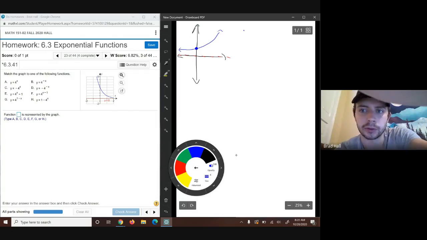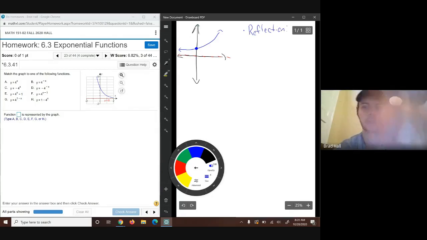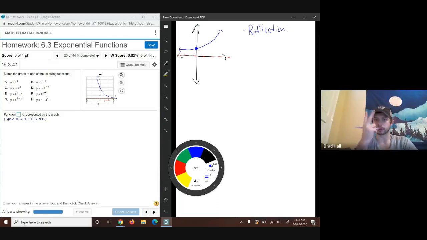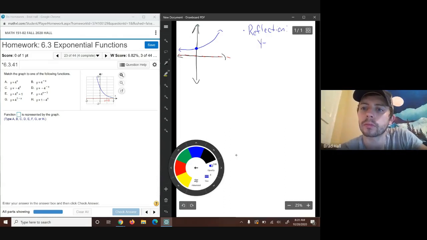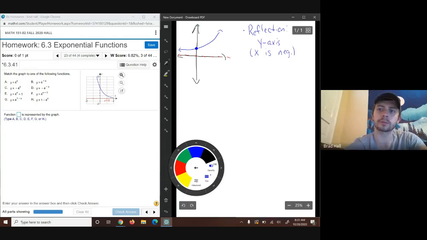So how this parent function compares to the graph that's provided in the original problem, and I'm going to start writing down these characteristics: there's obviously a reflection, and the reflection seems to be happening across the y-axis. Originally, it's going up like this, and now it's going down, the shape is reflected across the y-axis. So remember that what that means is x is negative. That's something to keep in mind. We will want a negative x.